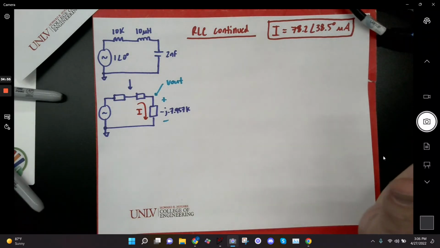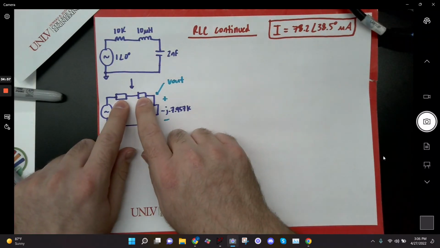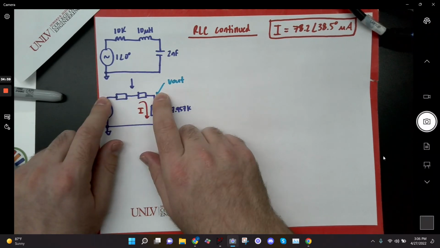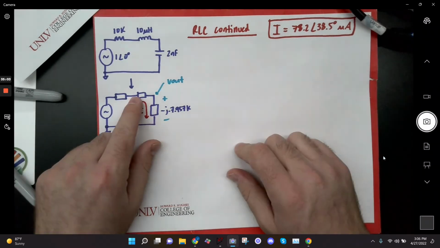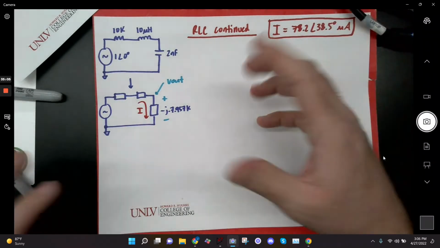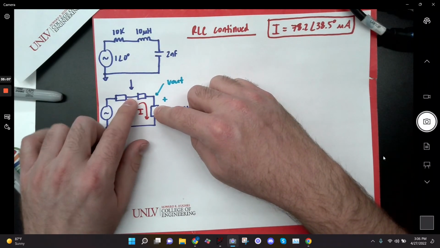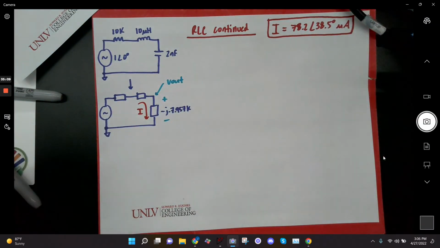Just like in DC, what you could do is you could find this total impedance, and you could go V in minus V out over that impedance gives you I, but that's just not worth it, right? But when we do Vx, we're going to have to do something else. What we're going to do is add these two impedances, and what we're going to see is that V out and Vx are almost identical because that inductor was so small that it doesn't matter.